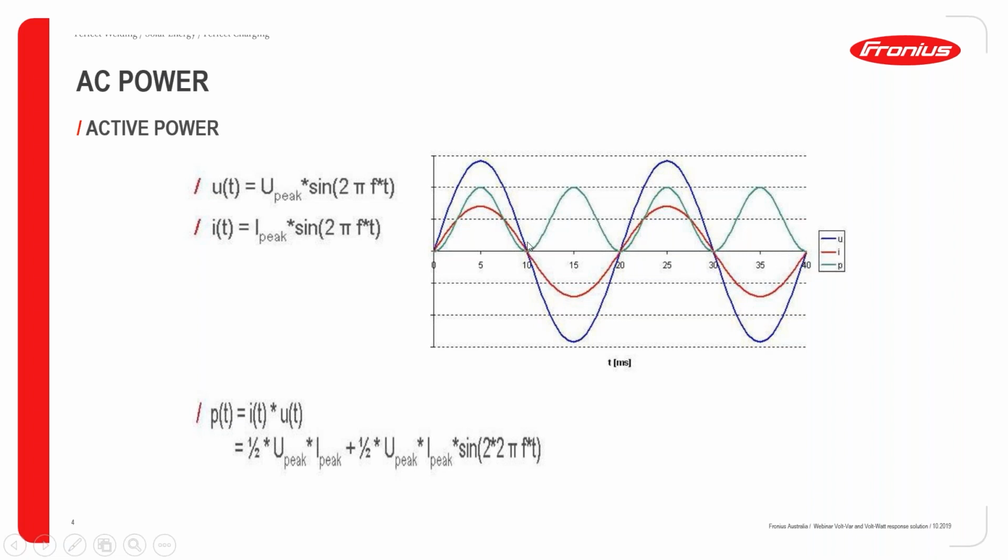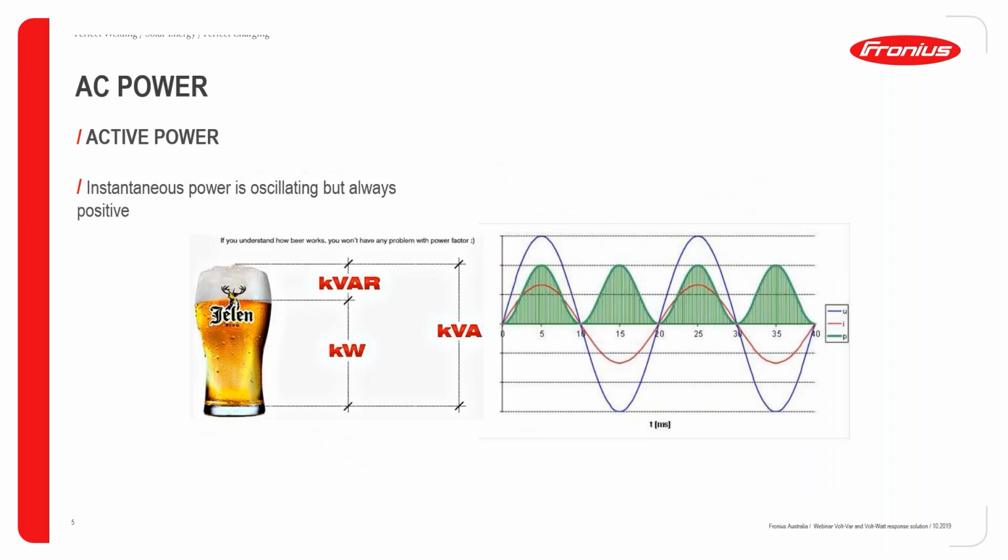Okay, so whenever we have the voltage and the current waveform in sync, there is no phase shift, so the power factor in this case is 1. Okay, now if we want to calculate the instantaneous power of these waveforms, there are a few ways we can do it.